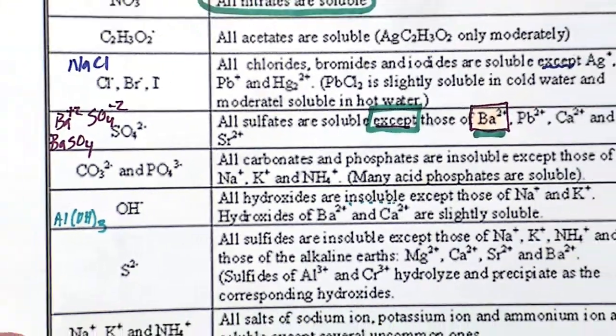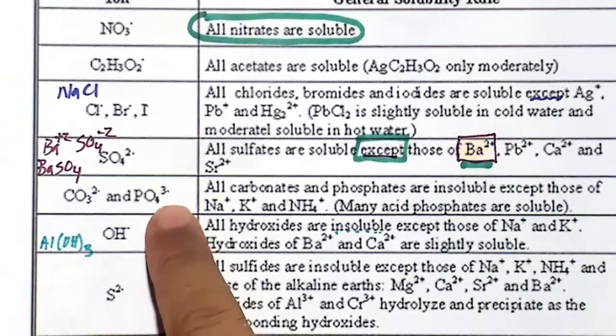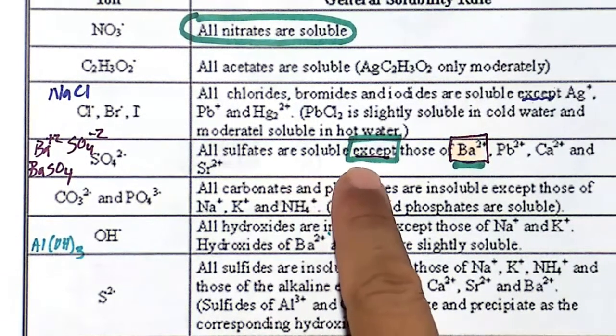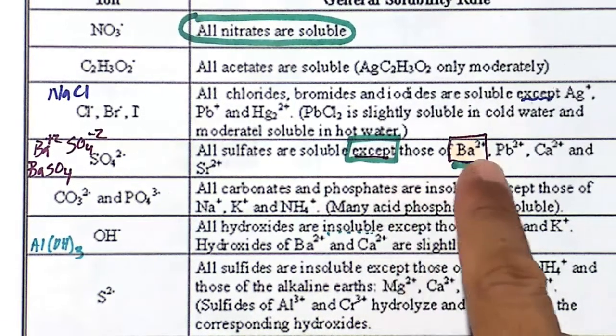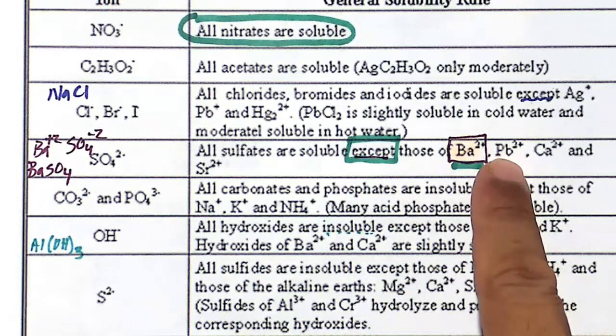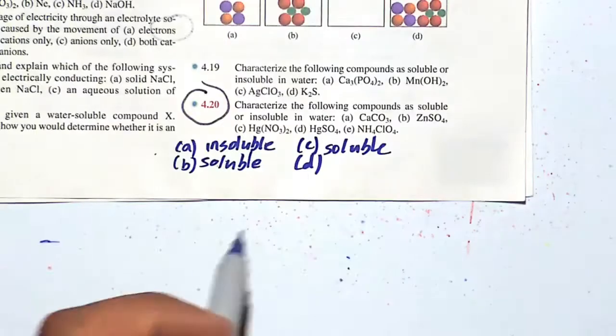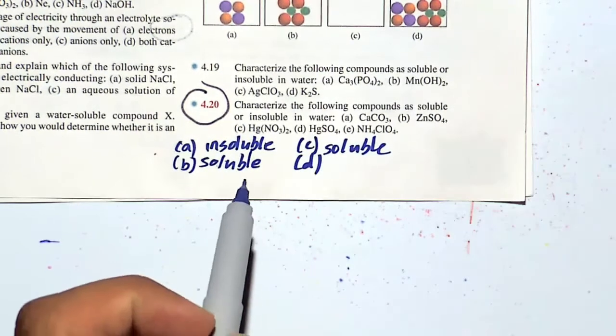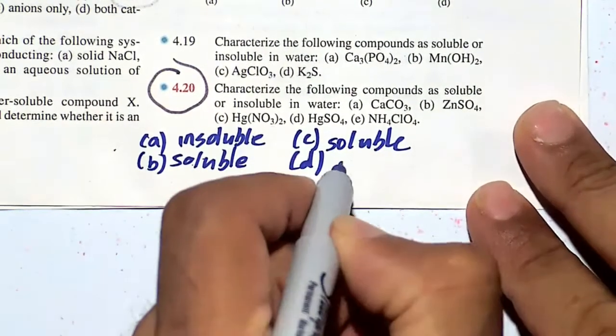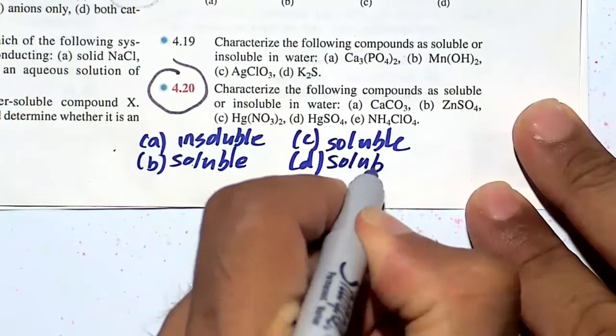And I'm going back to our solubility table here. Sulfates, all sulfates are soluble except barium sulfate is insoluble, lead sulfate is insoluble, calcium sulfate, strontium sulfate, and it looks to me like our candidate here is mercury. That will be soluble. So the answer to part D is soluble.